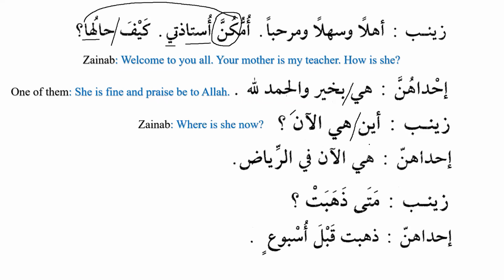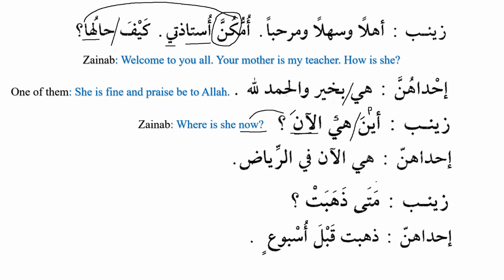Okay, now aina is a question word and it is also dharf. It's an adverb. And we know that an adverb and harf jar, they cannot be subject. They will always be predicate. So we will say that hiya is the subject and aina is predicate. And al-ana is also a dharf. It is also an adverb that means now. So where is she now?